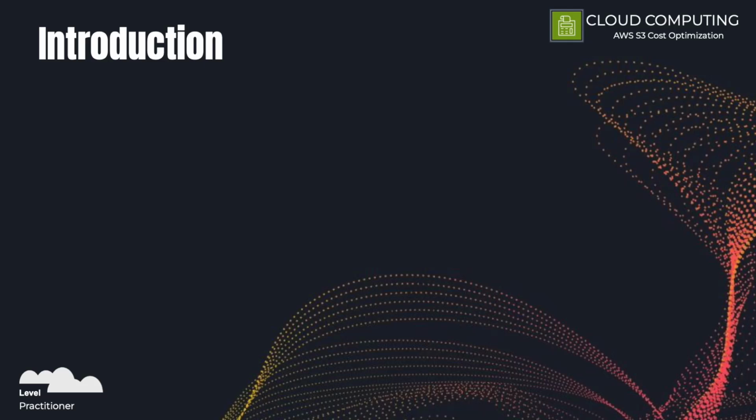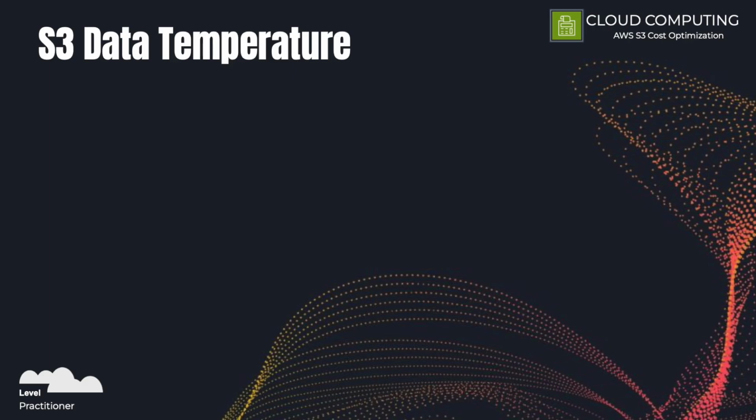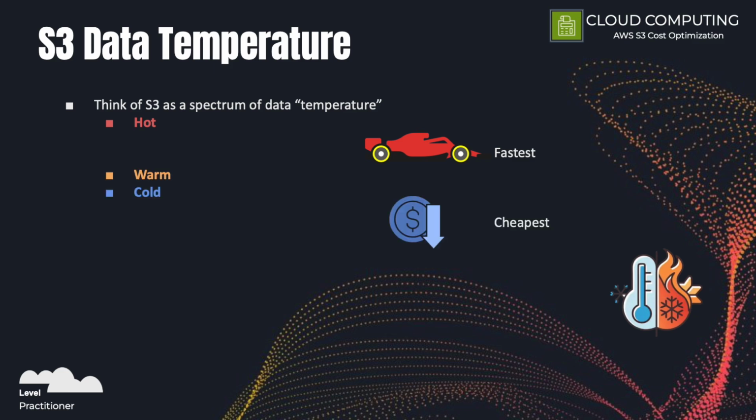In this video, we're going to break down data storage costs on Amazon S3. The goal is to help you quickly spot when to use each storage class so you can save money without sacrificing performance or compliance. A helpful way to think about S3 is as a spectrum of data temperature: hot, warm, and cold. Hot data is accessed frequently and needs speed, and cold data is rarely read and optimized for low cost.